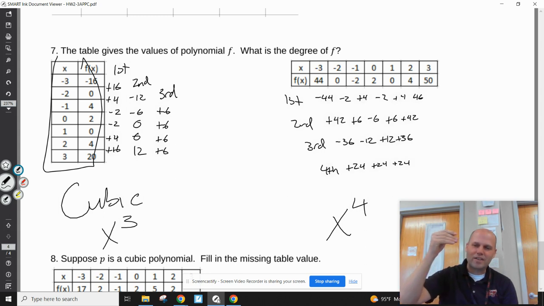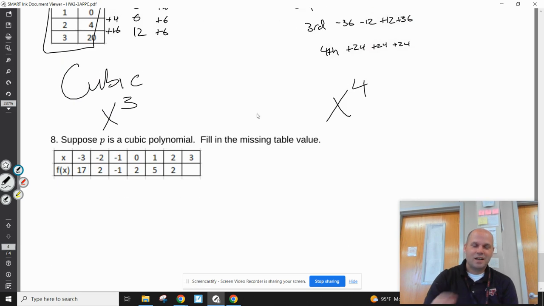You don't understand why this is going to be the case until you get to the calculus. It's just like going on faith, which I don't like doing. Oh, this is great. P is a cubic polynomial. Fill in the missing table value. I laugh at this because we're going to have to find the third differences and back our way out of this. So let's go.